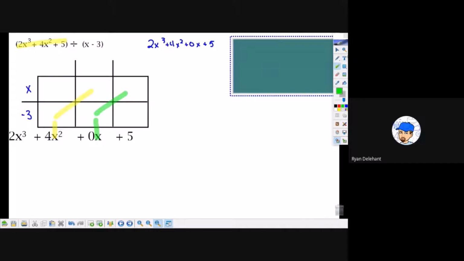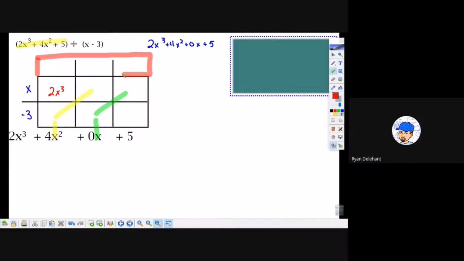And then the process for this is exactly the same as what I just did. So this 2x to the third, let's write it in a different color, jumps up here. And remember, the actual answer we're seeking is going to be written up here this time, not down at the bottom like we were used to when we were multiplying, because we're working backwards.